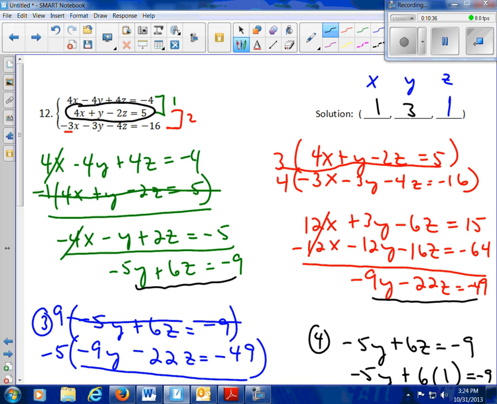Hope this helps. Again, there are several different ways that you can solve these, but the process is pretty much the same.